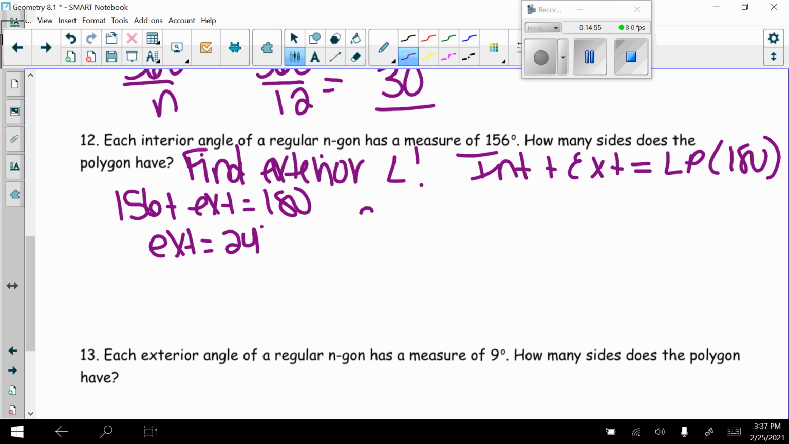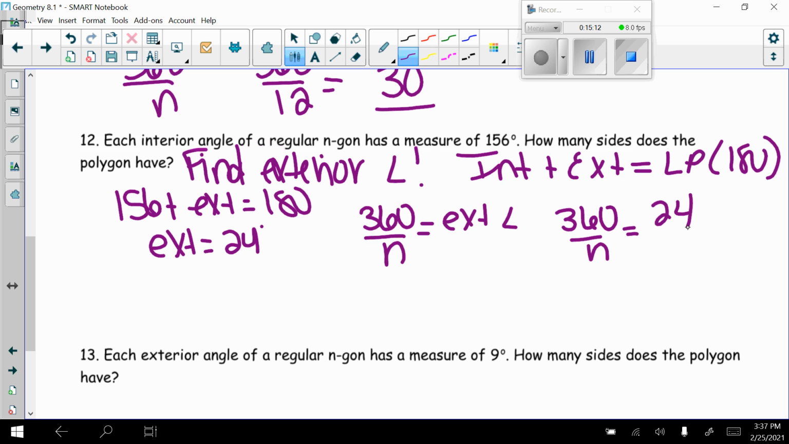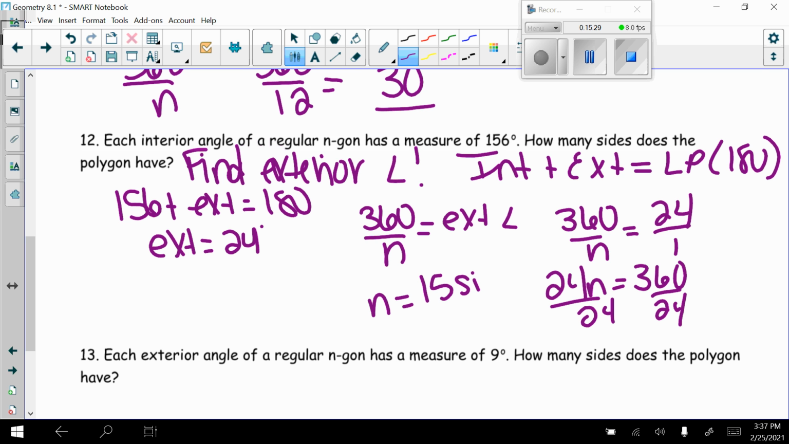So now we have that equation, 360 divided by n is equal to my exterior angle. We just found our exterior angle to be 24. So 360 divided by n equals 24. I have a proportion because that's really like 24 over 1, so we cross multiply. We get 24n equals 360. So divide by 24. And we find that n is equal to 15. So it has 15 sides.